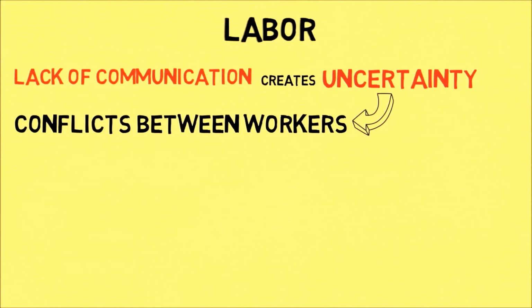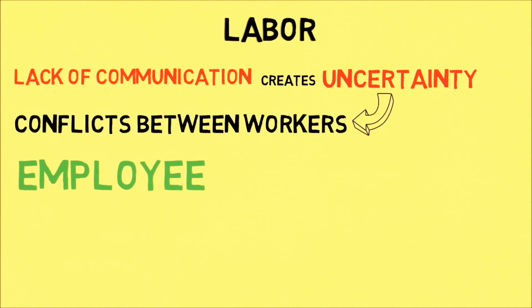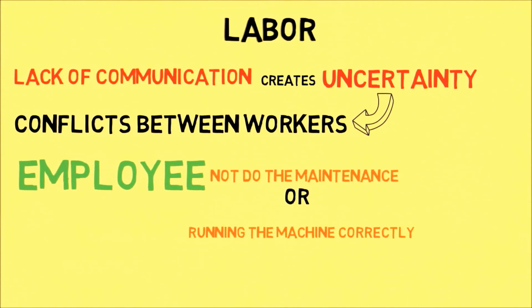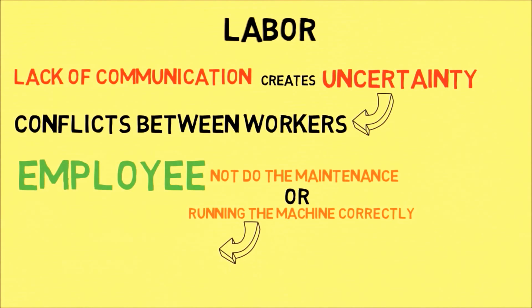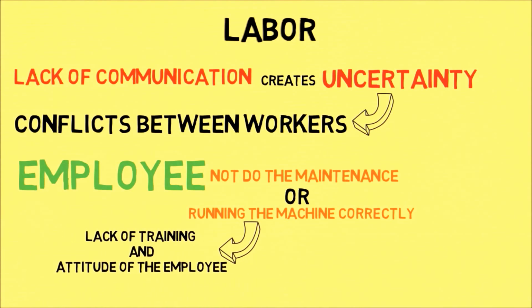If the colleague or experienced supervisor does not respond, it could result in conflict between them. The employee might not do the maintenance or run the machine correctly. Sometimes it is also because of the lack of training and the attitude of every employee. The company might need to provide training for each new or inexperienced labor about the skills of maintenance, and to get the license to do the maintenance for the heat exchanger.